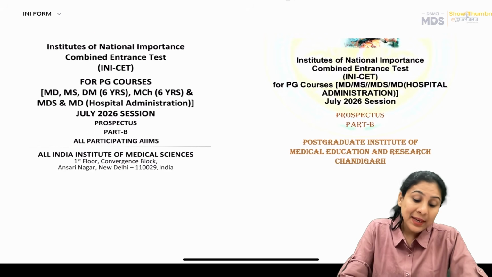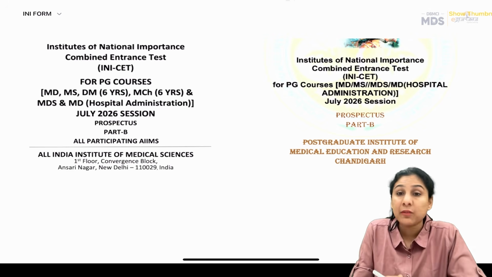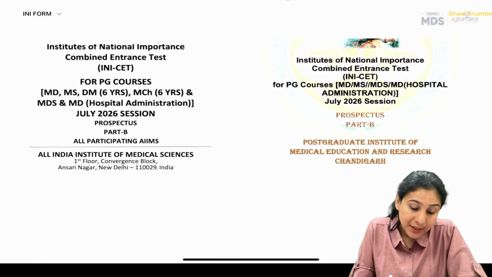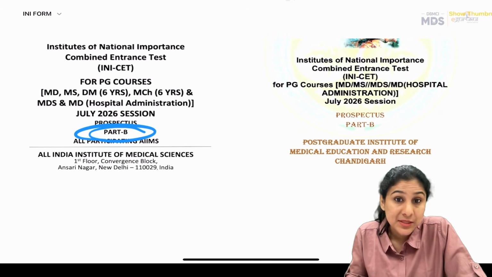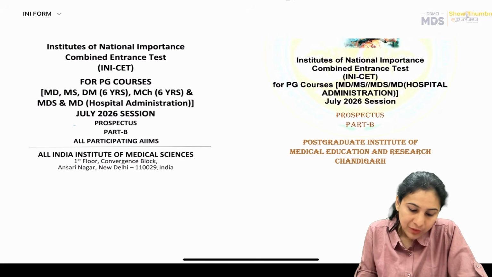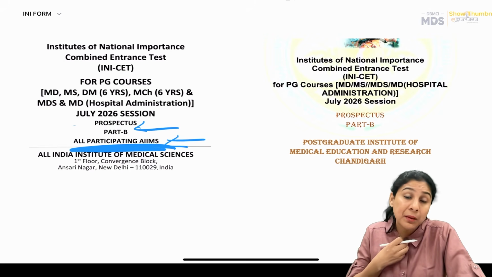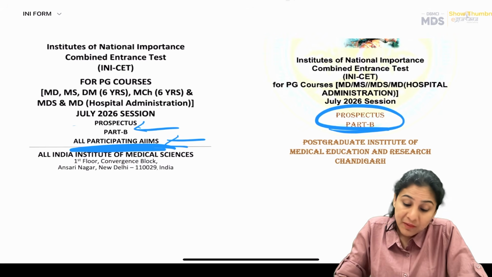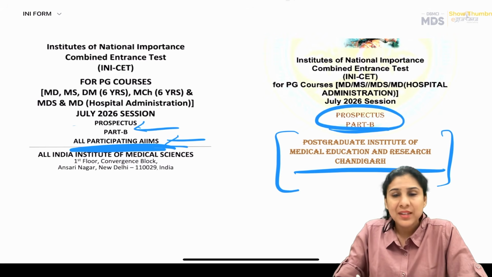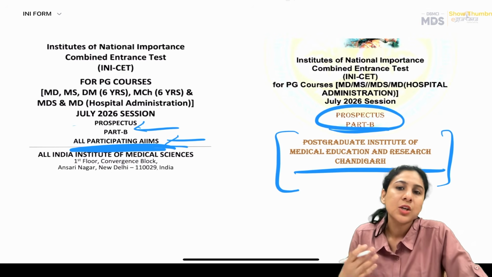Like I said, there are 2 different parts. There is a part A, which I've already discussed, and a part B. Part B depends on the participating institute. So you will have a part B for all the AIIMS. What are the rules and regulations if you become a resident in AIIMS? Similarly, you will have a part B for PGI Chandigarh. There is another prospectus for the other institute, but we don't have a BDS seat there, so we don't care about it.